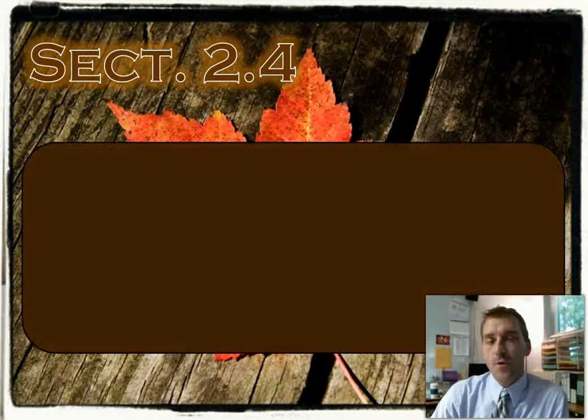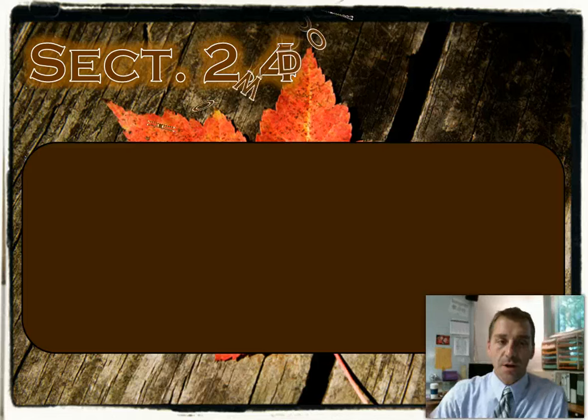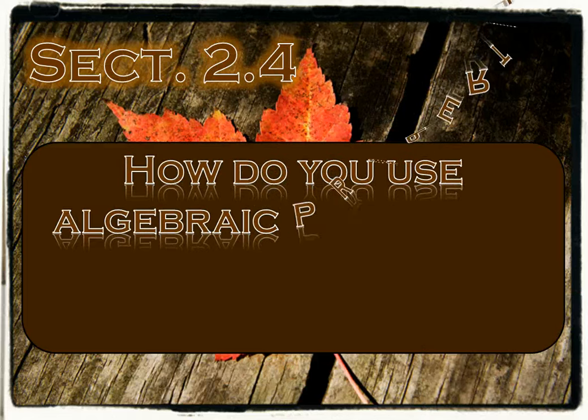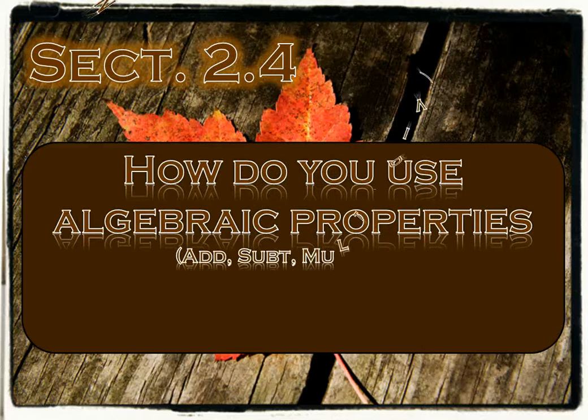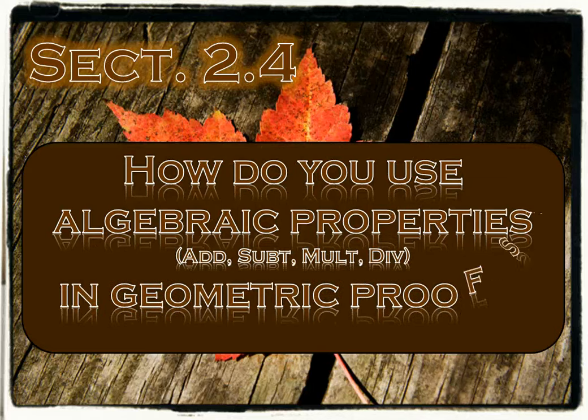Chapter 2, Section 4. This is actually the second video that we're doing here, and it is on how you use algebraic properties in geometric proofs and/or examples. This video is going to focus on just the subtraction property. So let's dive into it. How do we use this algebraic property of subtraction in geometric proofs? Let's do it.